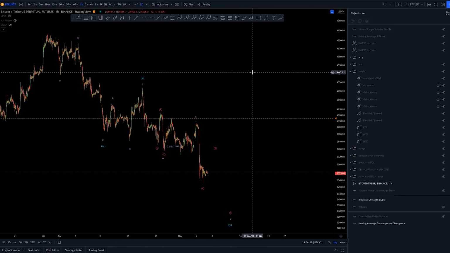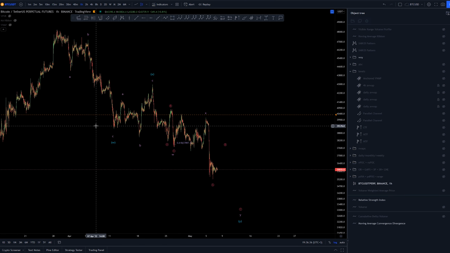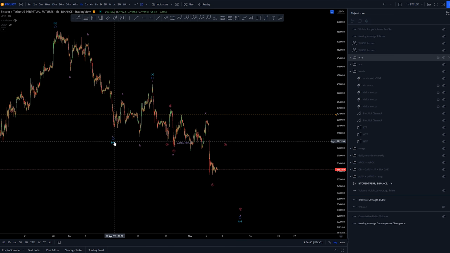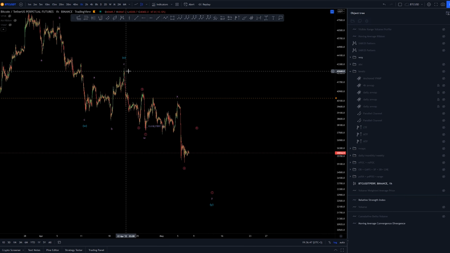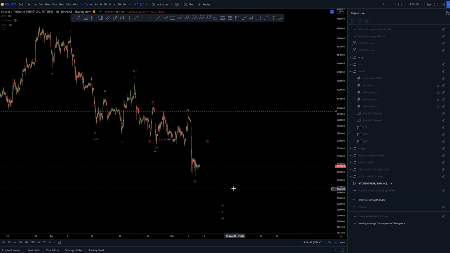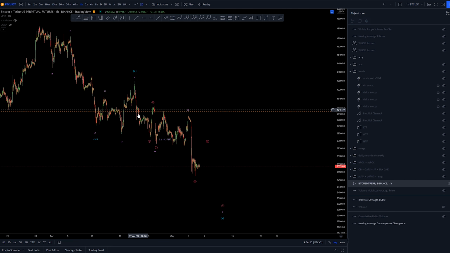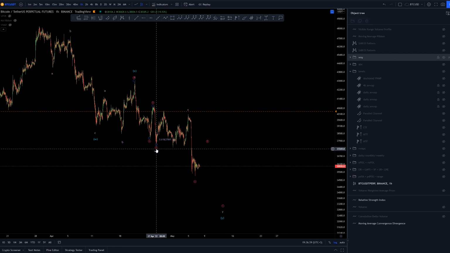The other possibility is a WXY count, where we have again A, B, C ending here at the same spot. This is giving us the W wave. Then we have another ABC, same structure here, but instead of the 5 waves that we were expecting here, we would be expecting 3 waves. Currently, as it stands, I would be labeling this as an A, B, C.